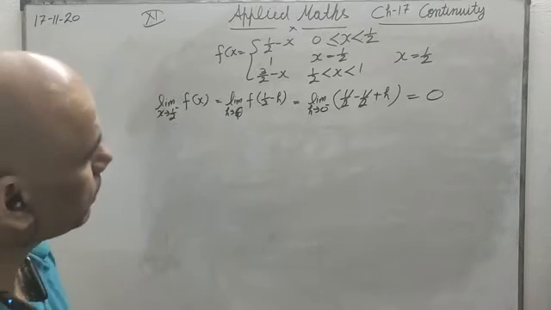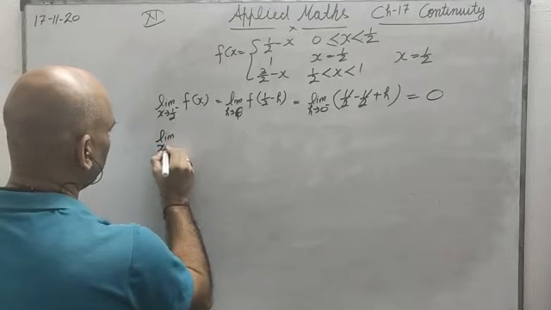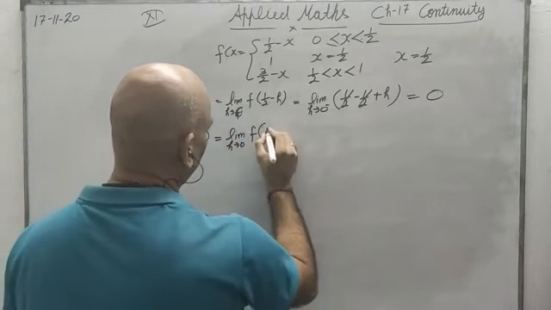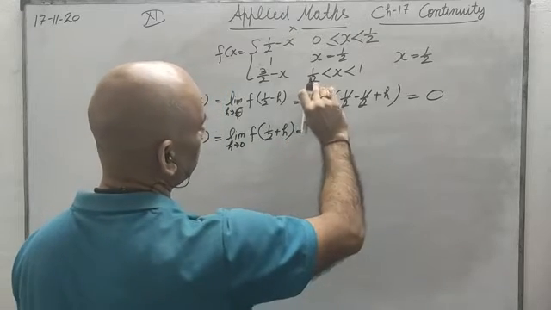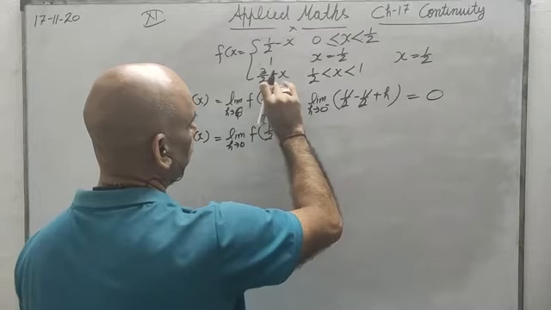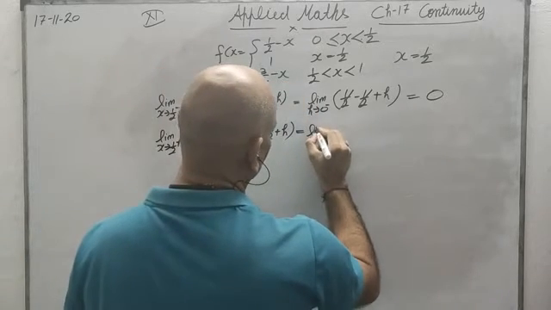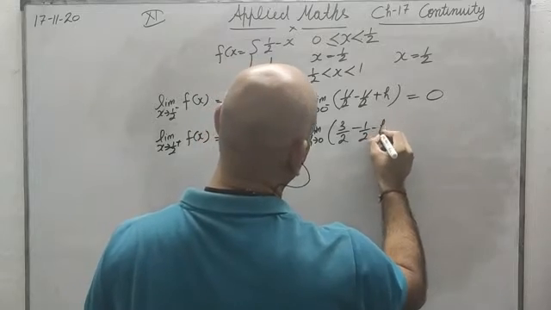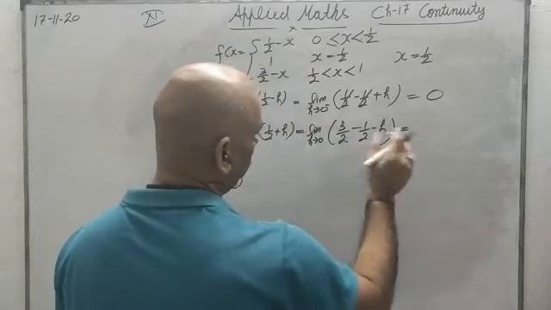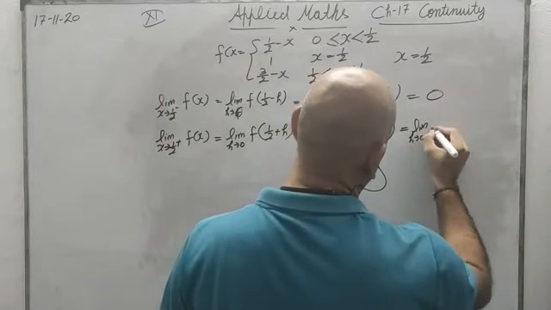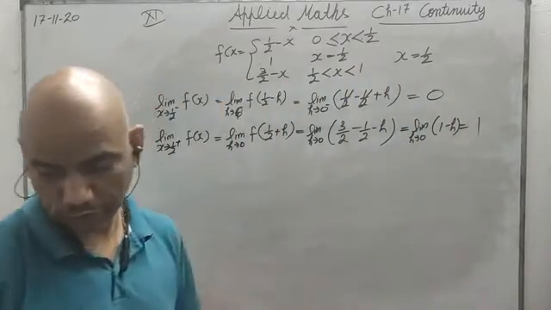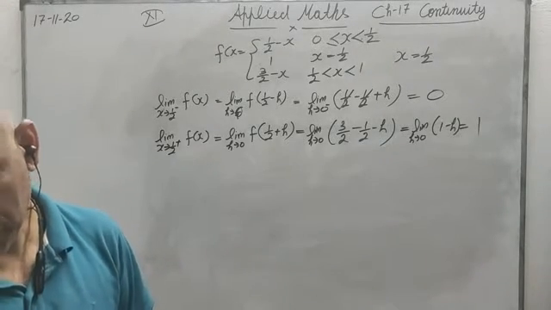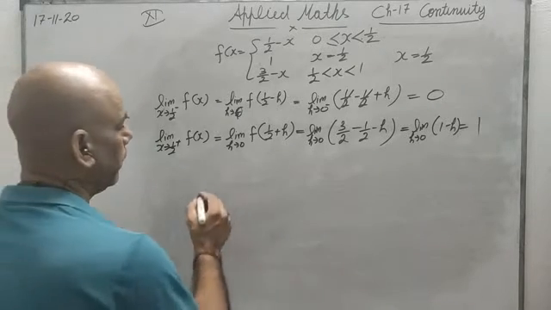Now similarly, let me check the right hand limit. Limit x tends to 1 by 2 positive f(x). So I got limit h tends to 0 f(1 by 2 plus h). Now 1 by 2 plus h means the value is more than 1 by 2, so the function is 3 by 2 minus x. So limit h tends to 0 of 3 by 2 minus 1 by 2 minus h. Here I got 1 minus h. Limit h tends to 0 of 1 minus h, and if h is 0 the value of the function is 1. So the left hand limit is not equal to the right hand limit, so f(x) is not continuous at x equals 1 by 2.